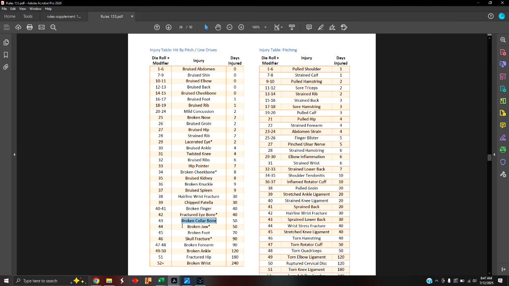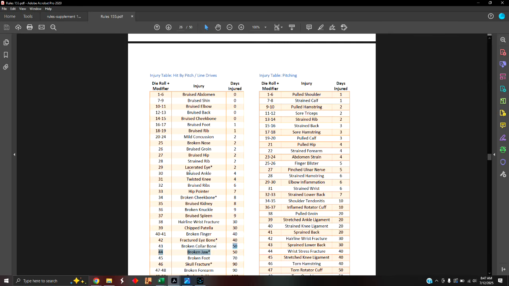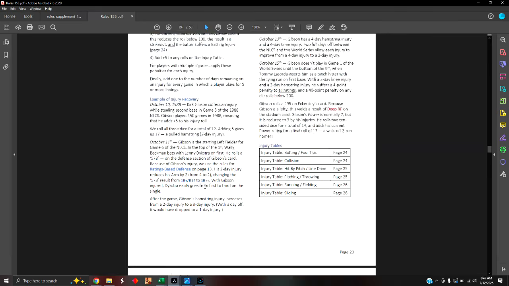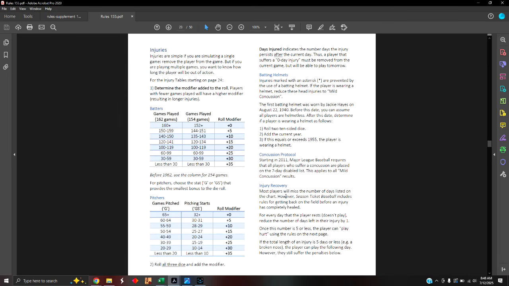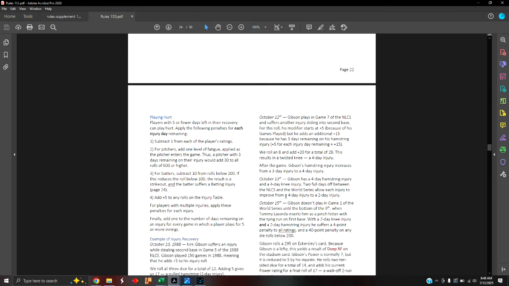Broken jaw, any of the more severe ones, I don't know that I would say the lacerated eye would be. But regardless, if you get one of those results and they're wearing a batting helmet, which modern day they would be, those are instead considered concussions. And starting in 2011, Major League Baseball requires all players who suffer concussion to be placed on the 7-day disabled list. The same applies to mild concussion results.